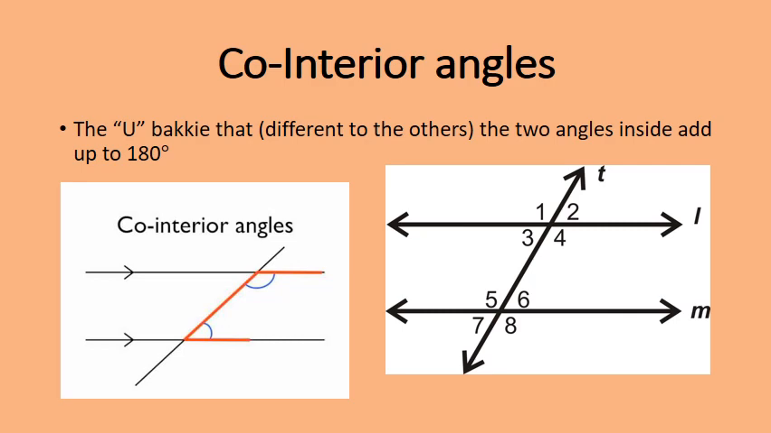So please note, if you look at angle 4 and angle 6, they are not equal to each other like the other two angles, the other two parallel lines. We are going to say that 4 and 6 added together will give you 180 degrees.